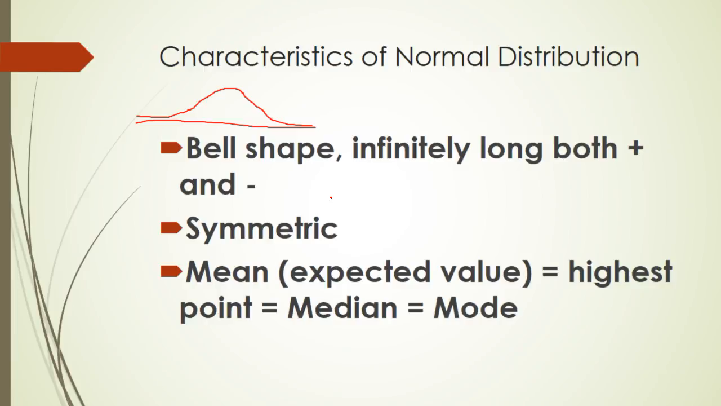The normal distribution is symmetric. That means it's the same on both sides. So if I take the high point and draw a line down, this side and this side should look exactly the same, symmetric. And then this line I drew, which is at the highest point, is the mean of this distribution. It's also the median and the mode. So we don't have to worry about using the mean or median or mode. They're all the same. Okay?